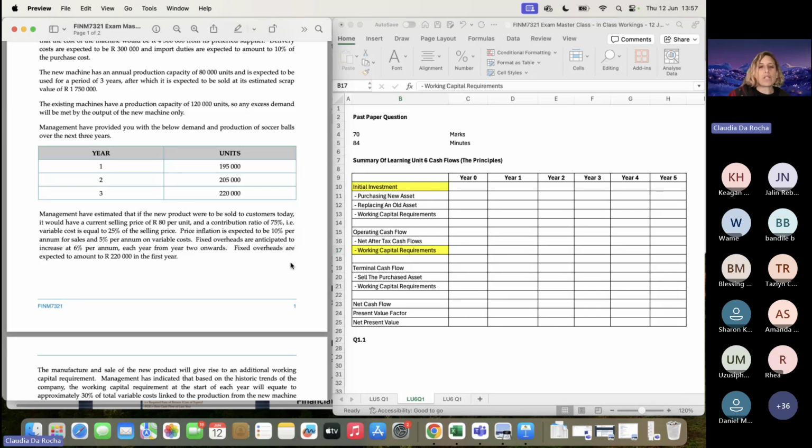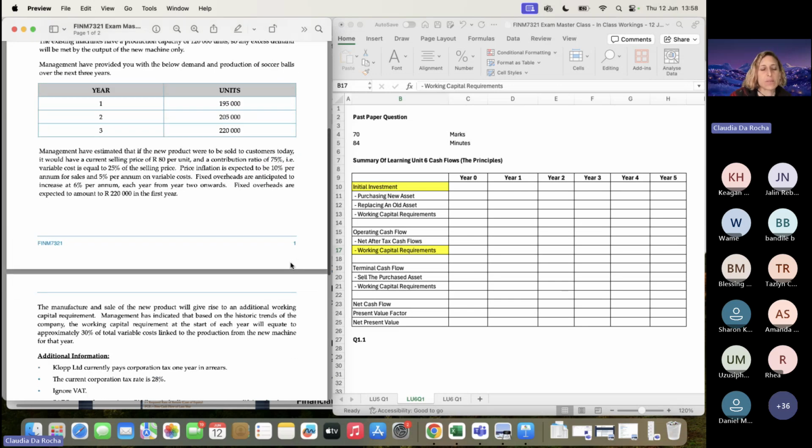Fixed overheads are anticipated to increase at 6% per annum each year from year 2 onwards. Okay, so they're also telling you that our fixed overheads are increasing, but only from year 2 onwards. So year 0 nothing, year 1 nothing, year 2 an increase. And fixed overheads are expected to amount to 220,000 in the first year. So they tell you what your overheads are in the first year.